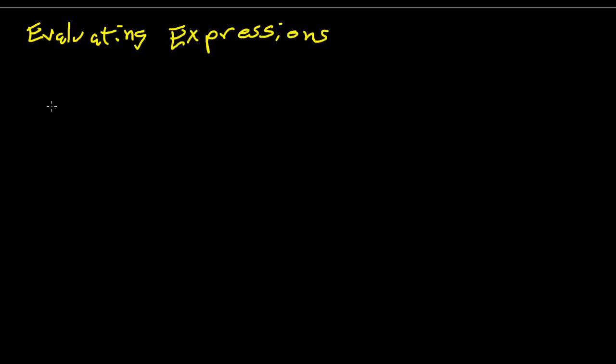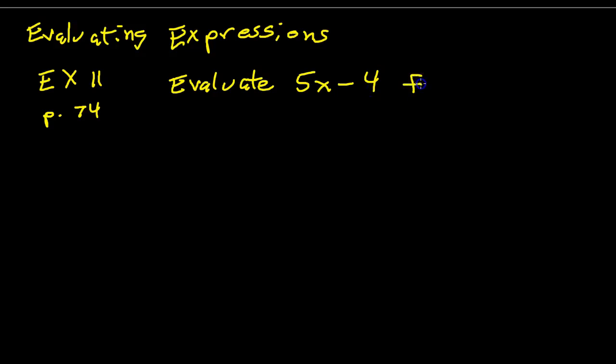Last topic we're going to talk about today, evaluating expressions, variable type expressions. All right, let's look at example 11 on page 74. Now, maybe this is a little too simple. Evaluate this simple expression 5x minus 4 for x equals 3. Well, all that means is I'm going to take 3 and plug it in for x in this expression and then evaluate according to my order of operations.